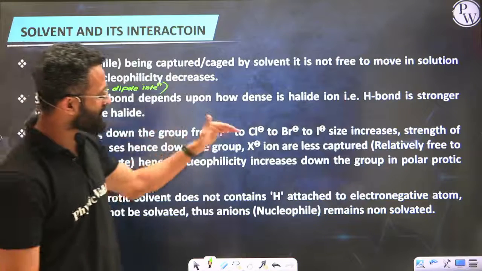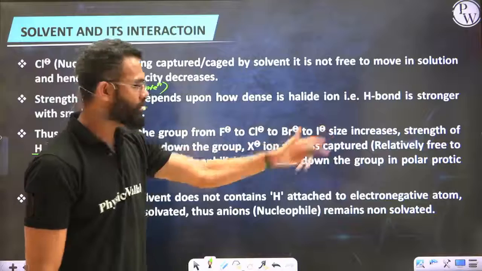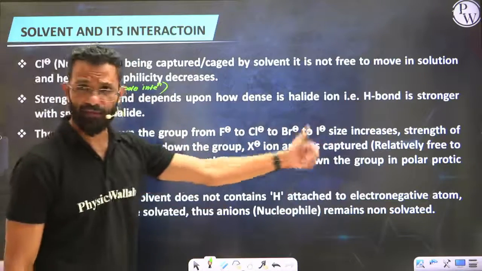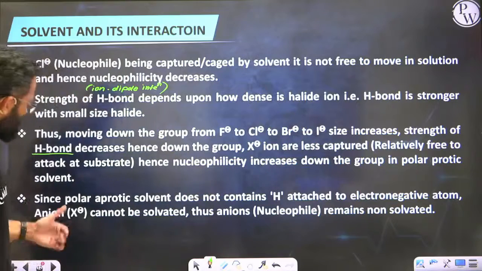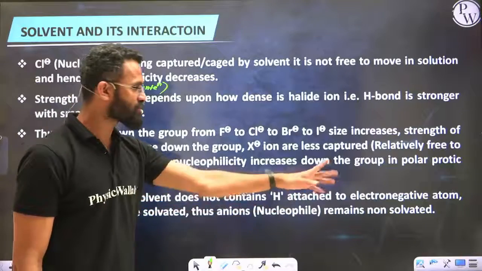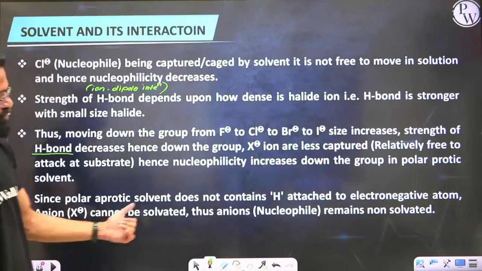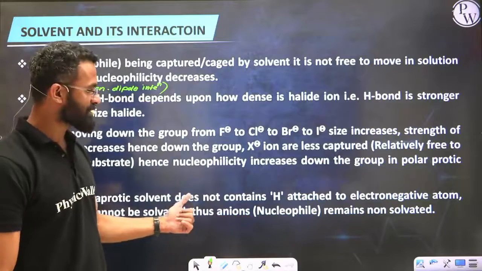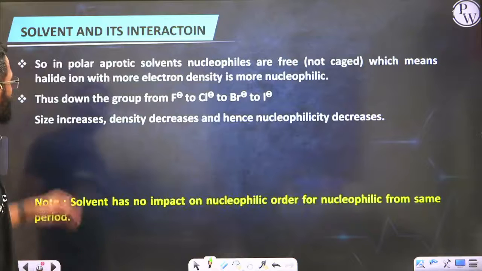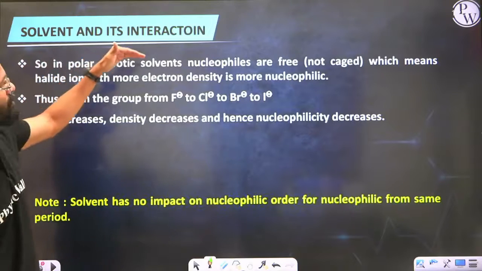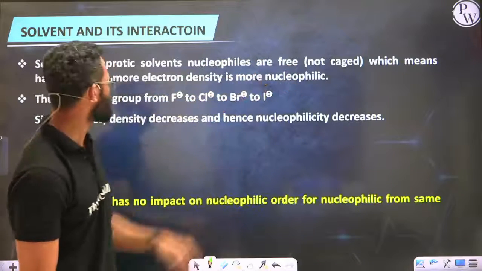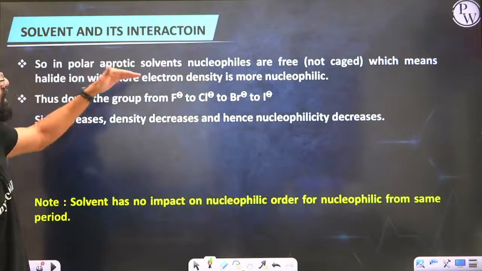Hence down the group, X minus are less captured, meaning relatively free. Hence nucleophilicity increases down the group in polar protic, like I mentioned earlier. Since a polar aprotic solvent does not contain H attached to an electronegative atom, it cannot solvate the anion. Thus anions remain non-solvated. So in polar aprotic solvents, nucleophiles are free, which are not caged, which means the halide ion with more electron density is more nucleophilic.